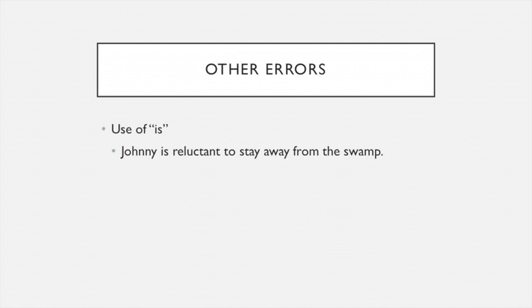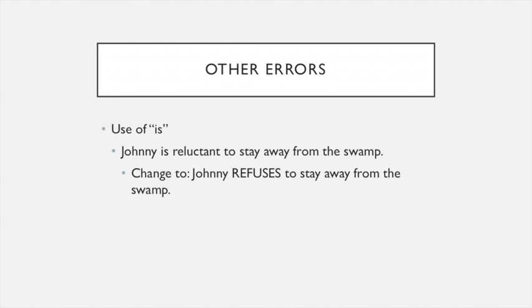Now, other areas include the use of "is." "Is" is one of the most commonly used words that you'll find when you're writing about literature, but there can be right ways and wrong ways to use it. So this is one of the wrong ways to use it: "Johnny is reluctant to stay away from the swamp." This is in the passive voice, and this can be easily altered and made more concise into "Johnny refuses to stay away from the swamp."